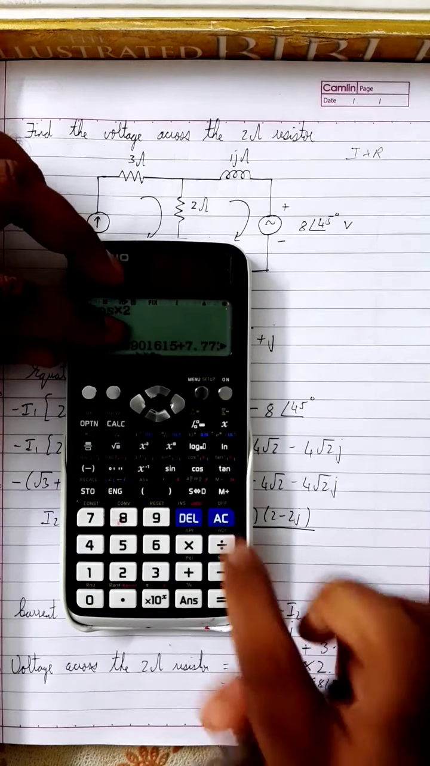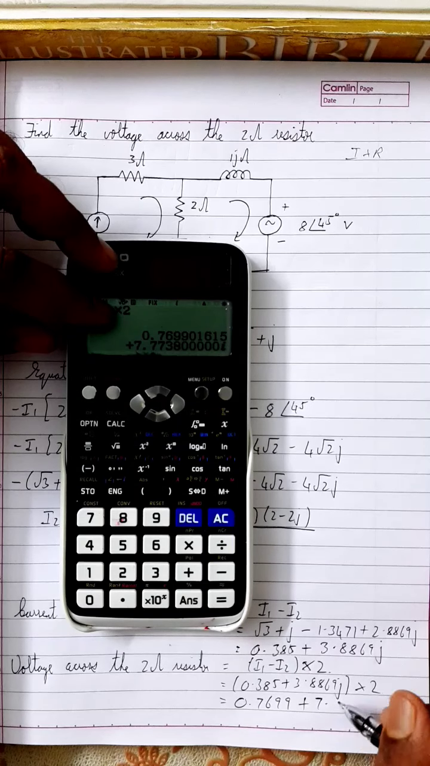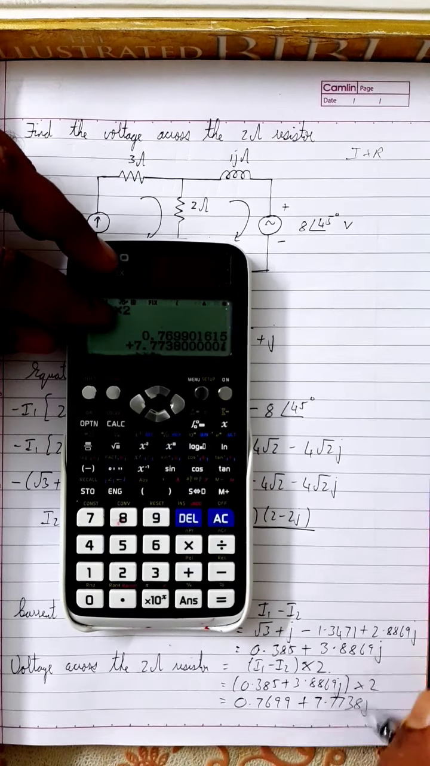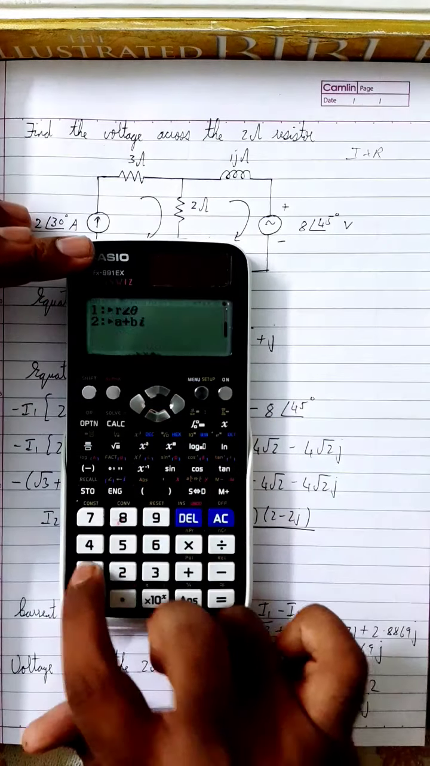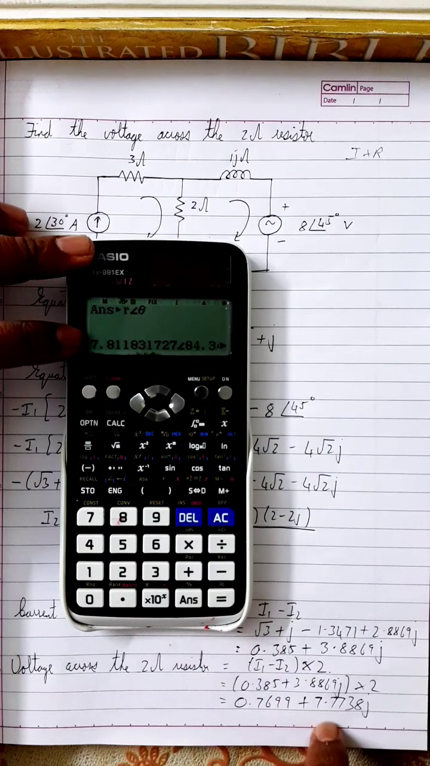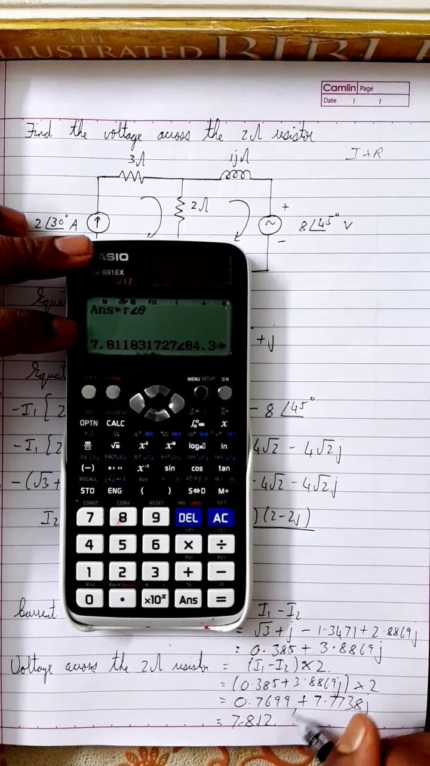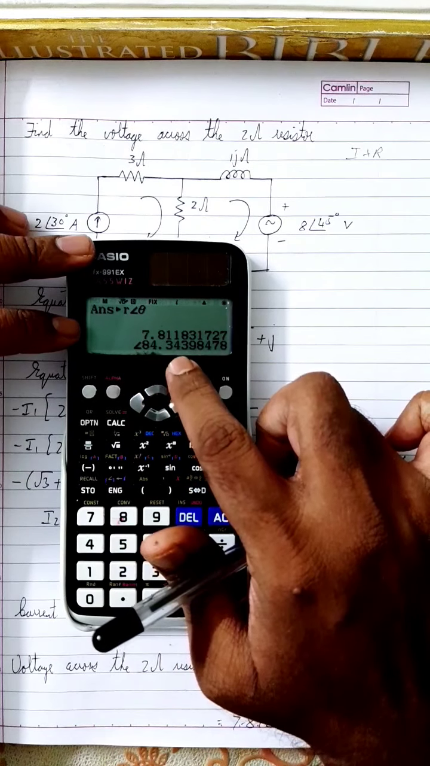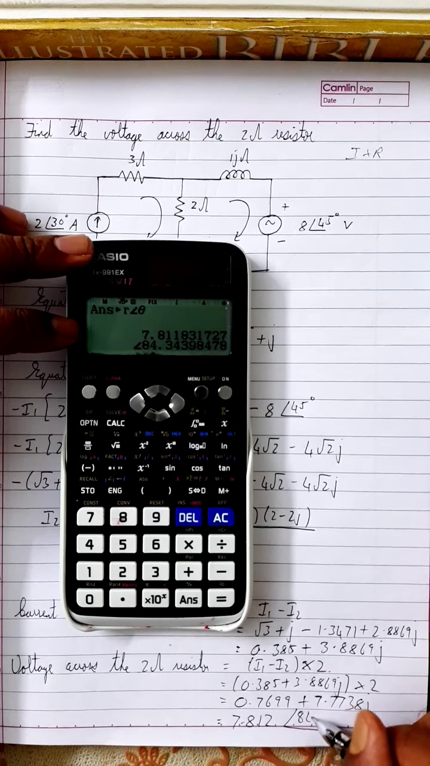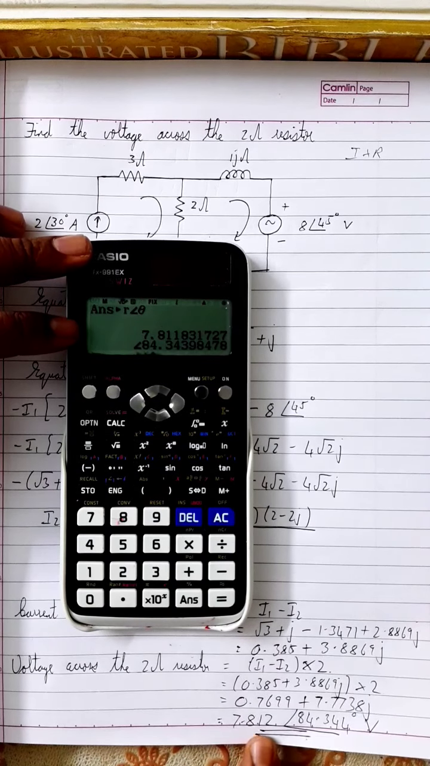0.7699 plus 7.7738j. This is the answer. All right, this is rectangular form. So in polar form, it will be 7.812 angle 84.344 degrees volts. So this is the voltage.